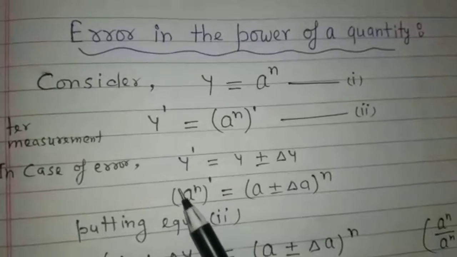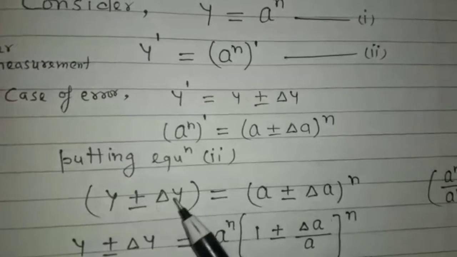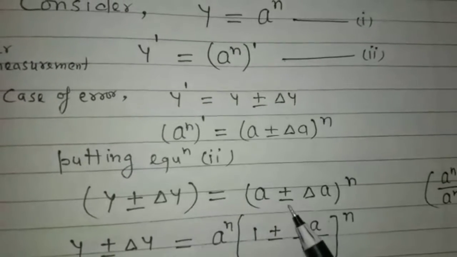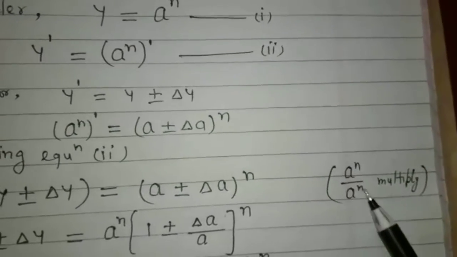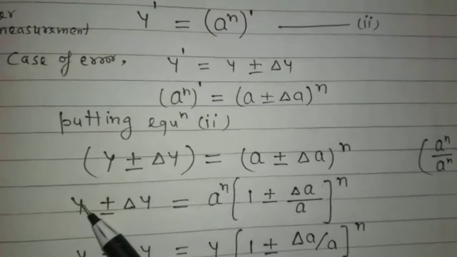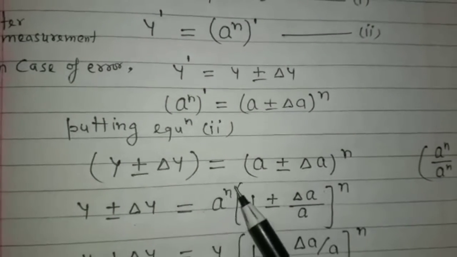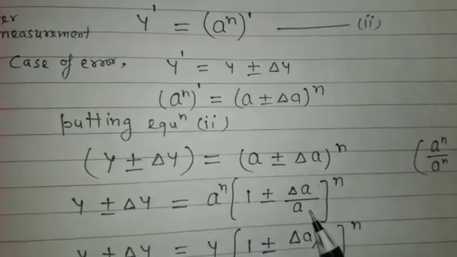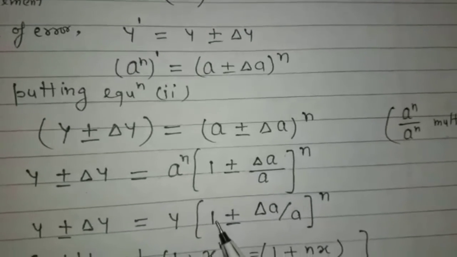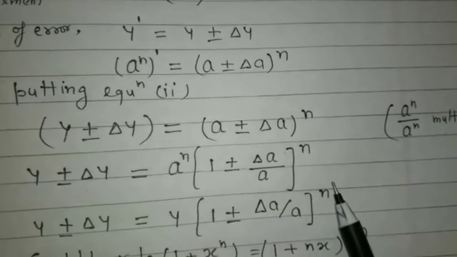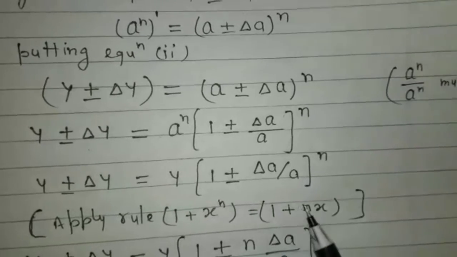Putting the values of y dash and a dash from equation second, y plus minus delta y is equal to (a plus minus delta a) power n. Multiply and divide by a power n on the RHS. So y plus minus delta y is equal to a power n times (1 plus minus delta a upon a) power n. So, y plus minus delta y is equal to y times (1 plus minus delta a upon a) power n.